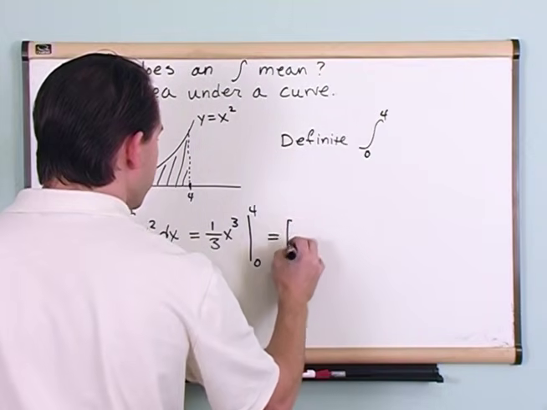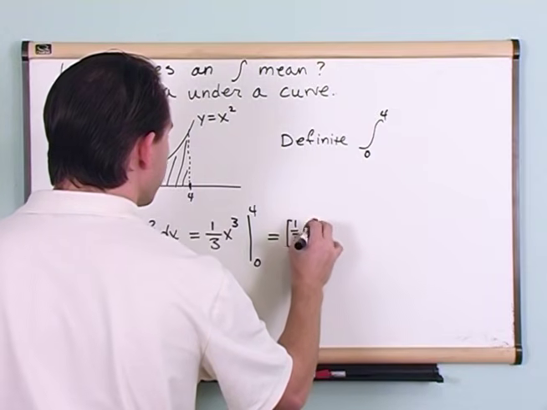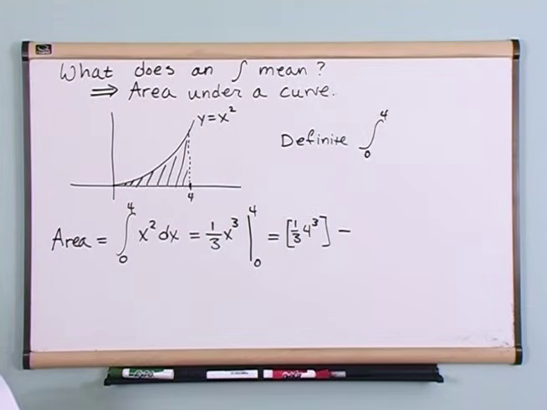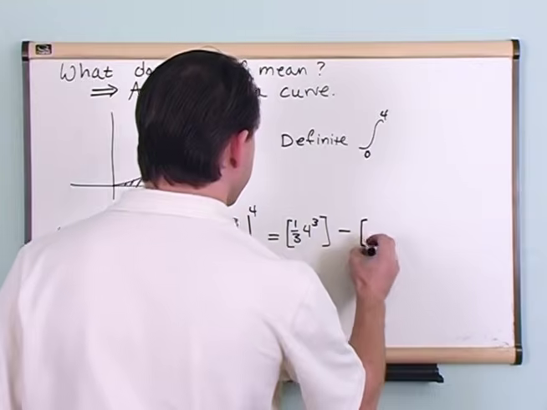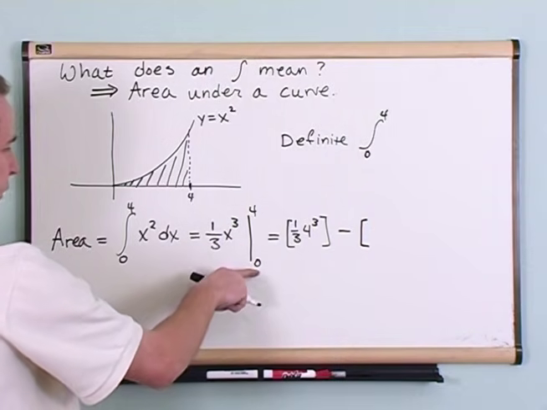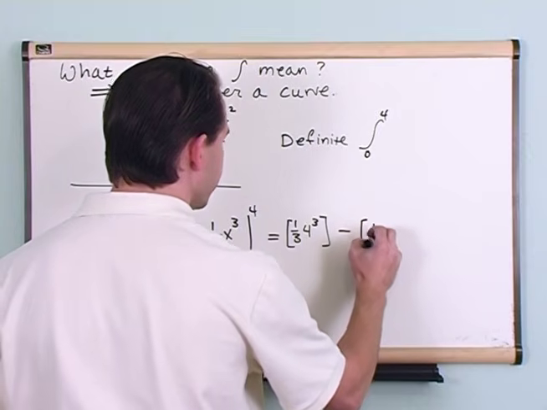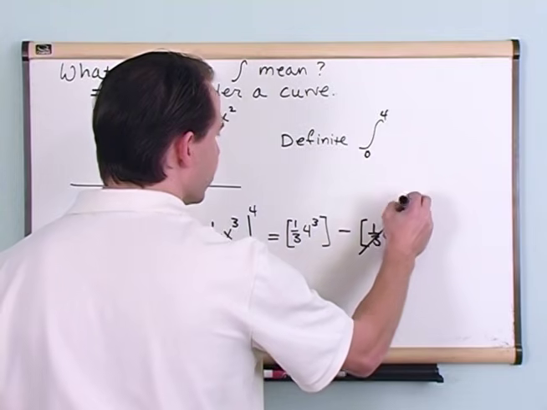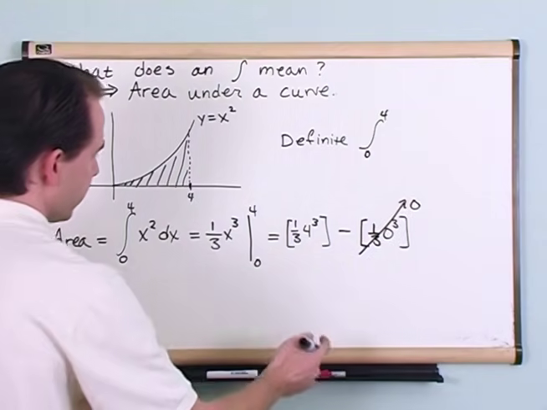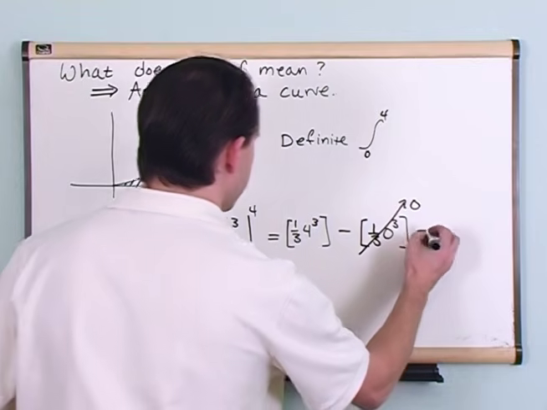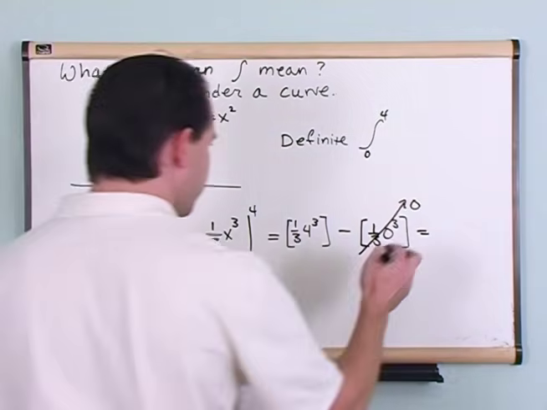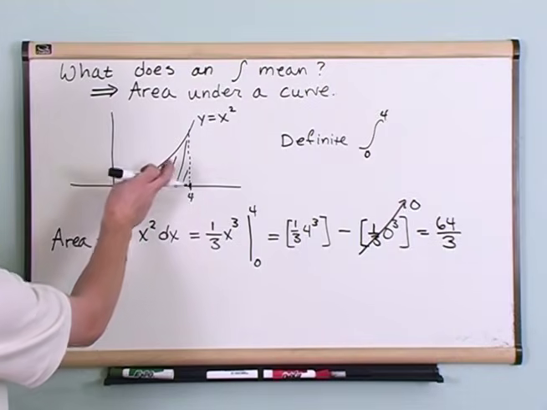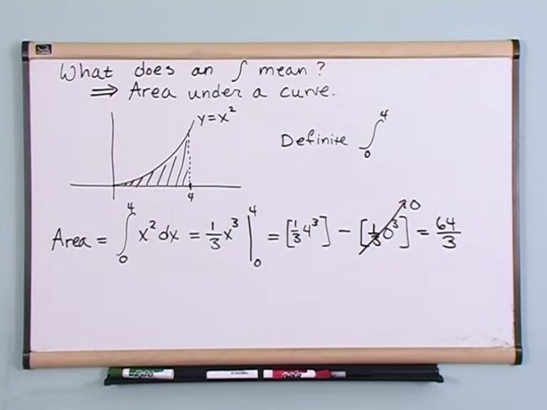So you would have here 1/3 4 to the 3rd power minus, so what you have to do to finish this off is plug in the value on the bottom, so that'd be 1/3 0 to the 3rd power, like this, and then this whole term is going to go to 0 because 0 cubed is 0. So in the end, what you would have is 4 cubed, which would be 64 over 3. And that would be the answer. That would be the actual answer in area units underneath the curve there.